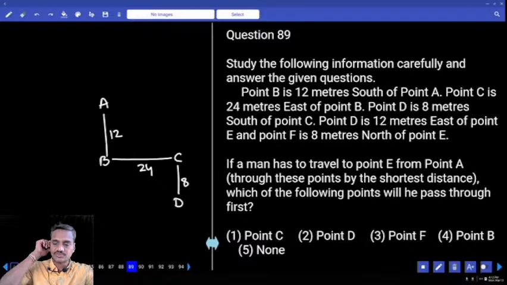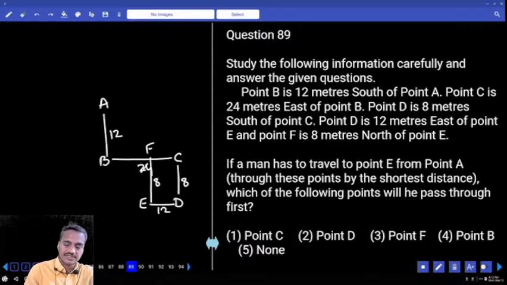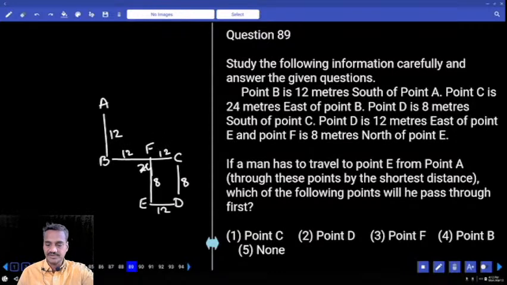D is 12 meters to the east of E. Now this D is 12 meters to the east of E. The distance between these two is just 12 meters. And F is 8 meters to the north of E. From here, F is somewhere here, that is 8 meters. Now here the distance between F and C is 12, B and F is 12. Then, if a man has to travel to point E from point A, through these points by the shortest distance, which of the following will he pass through first?